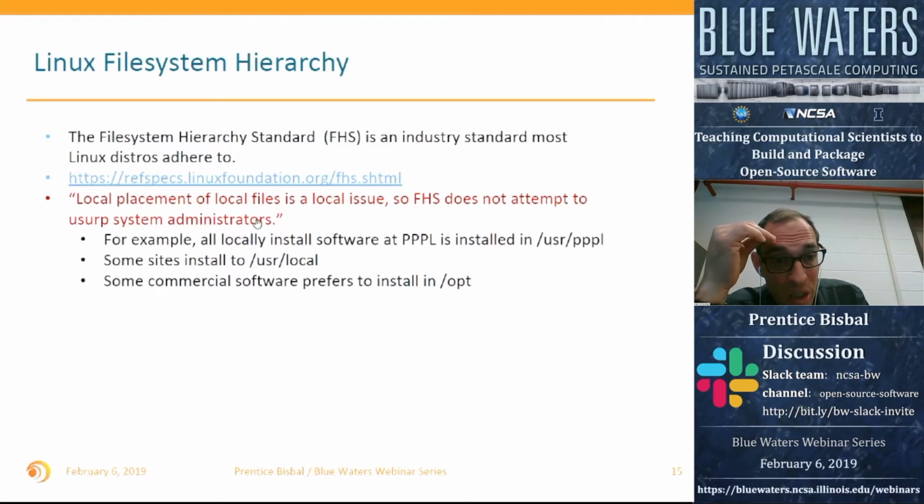But look at this section in red. Local placement of files is a local issue, so FHS does not attempt to usurp system administrators. So what that means is even if you're an expert at the Linux file system hierarchy, for software that has been installed locally by your local system administrators, that all goes out the window. But I personally try to follow this as much as possible and install software in /usr/local or in /opt. And I try to advocate that other sysadmins follow the same practice so that a user could just learn the Linux file system hierarchy standard and have a good idea of where things should go.